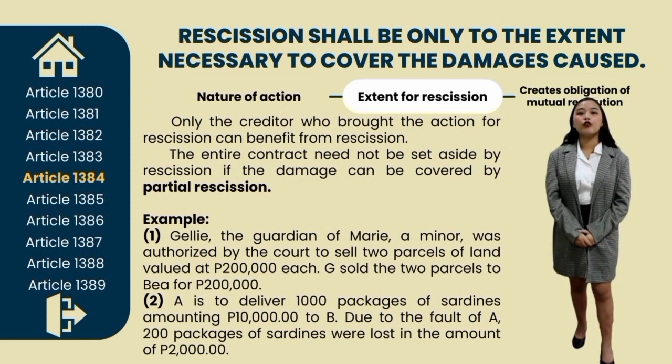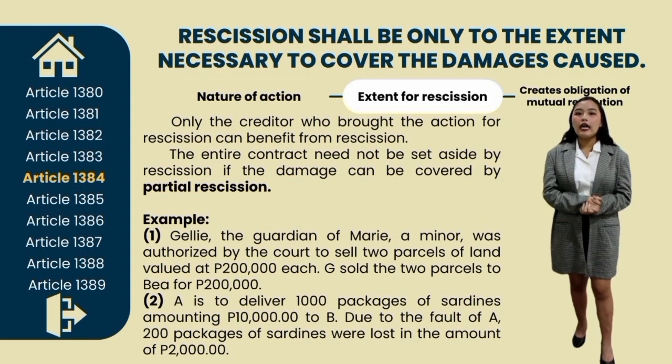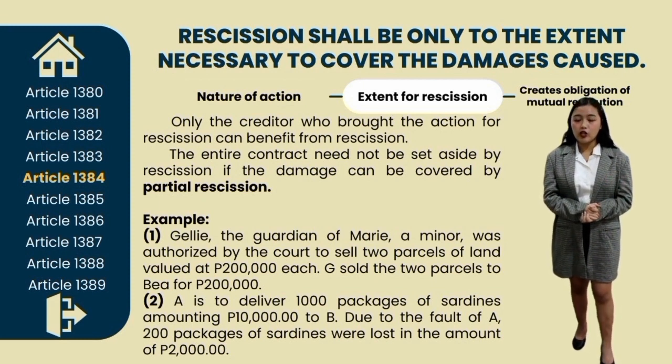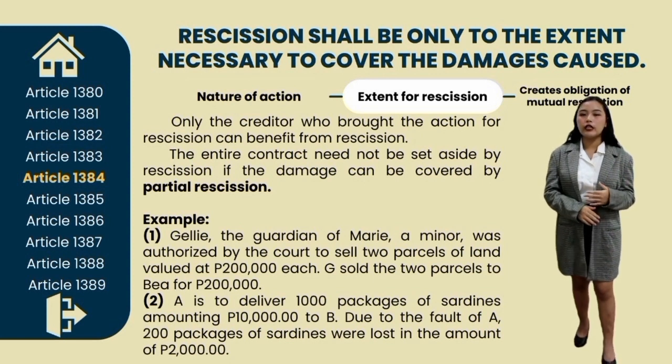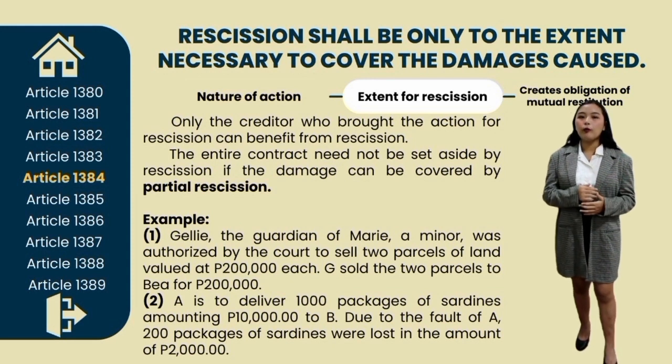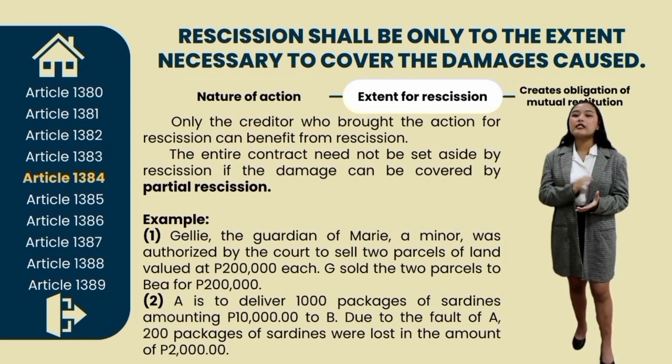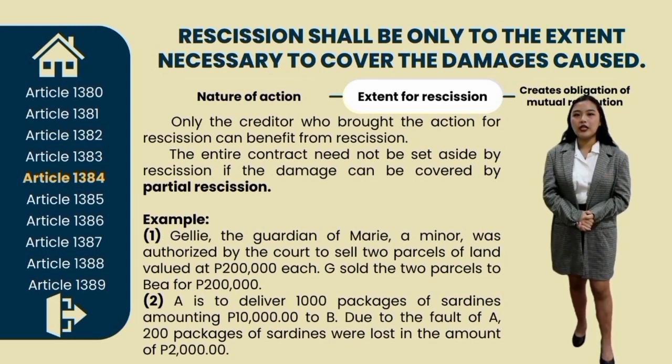For the second example, A is to deliver 1,000 packages of sardines to B amounting to 10,000 pesos. Due to the fault of A, 200 packages of sardines were lost, amounting to 2,000 pesos. If we are going to apply what this article is all about, A may only pay 2,000 pesos to B because that is the extent of the damage he caused to B.